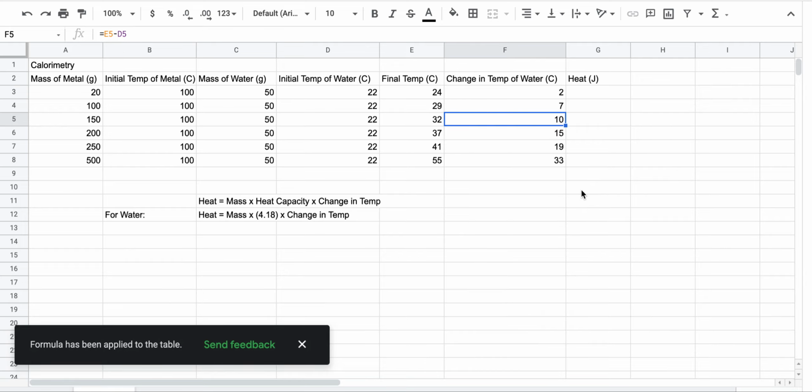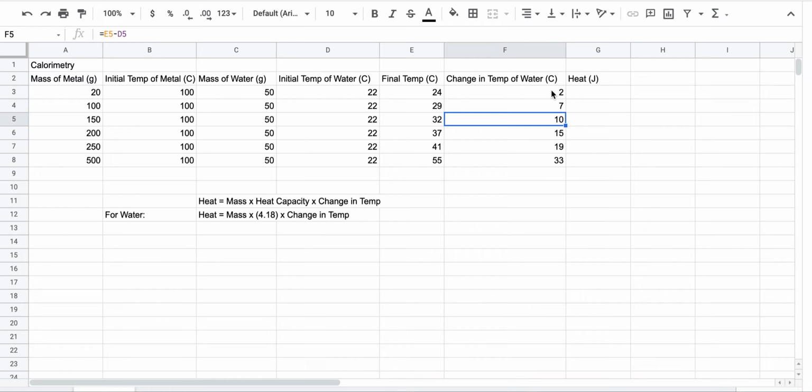If you came back, you should have gotten these values for your change in temperature. So 2, 7, 10, 15, 19, 33. You can see that the change in temperature is increasing the larger the mass is, which makes sense. If you use a larger piece of metal, that's going to be carrying more heat into the water. It's going to raise the temperature of that water more.